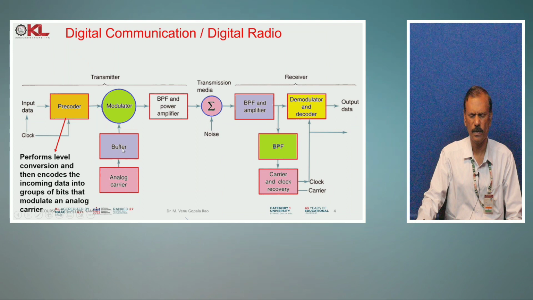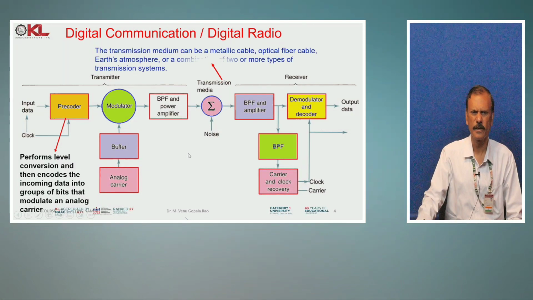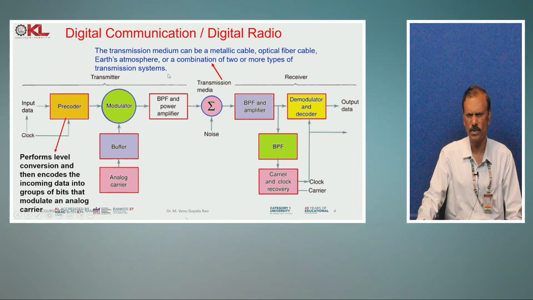This is the function of the buffer amplifier. After the modulator, we use a band pass filter for the required transmitted bandwidth, and then a power amplifier, and then feed the transmission media antenna. The antenna propagates the signal through the transmission media, which is generally affected by noise. The transmission medium can be a metallic cable, an optical fiber cable, the atmosphere, or a combination of two or more types of transmission systems.